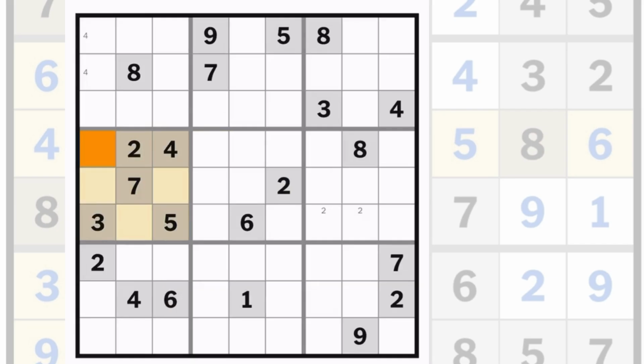So these are the 2 cells where 6 is a likely candidate, and these are the 2 cells where again 6 is a likely candidate in this block. Then we go to 7. So these are the 2 cells where 7 is a likely candidate, and again these are the 2 cells where 7 is a likely candidate in this block.